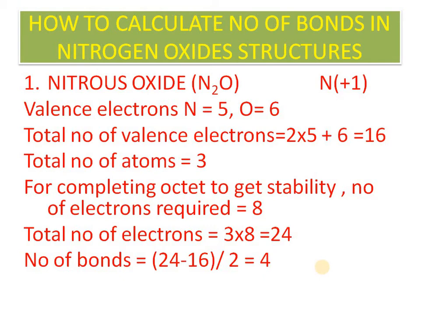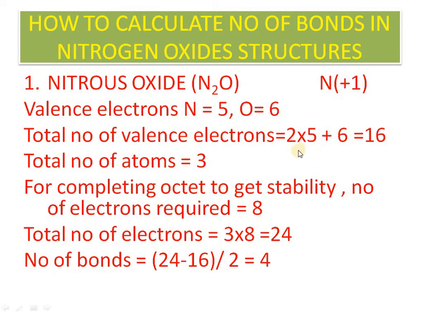Before that, there is some basic involved: how many bonds are formed in a particular structure we can calculate by use of this formula. Please try to understand in a very easy manner. For example, nitrous oxide: nitrogen has 5 valence electrons and oxygen has 6 valence electrons, so the total number of valence electrons would be 2 into 5, 1 into 6, that is 16. The total 3 atoms are there, 2 for nitrogen and 1 for oxygen, and each has to complete the octet to produce a molecule and get stability. So 8 into 3, 24.